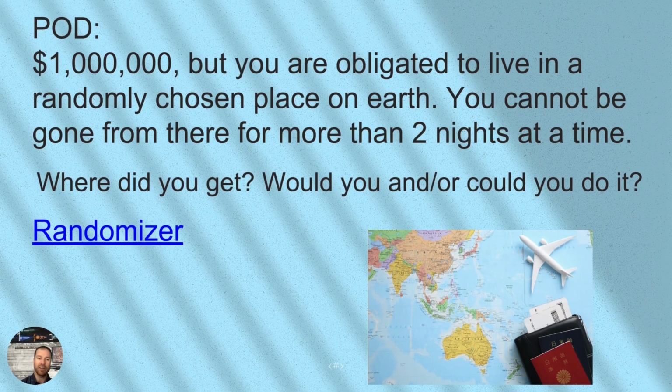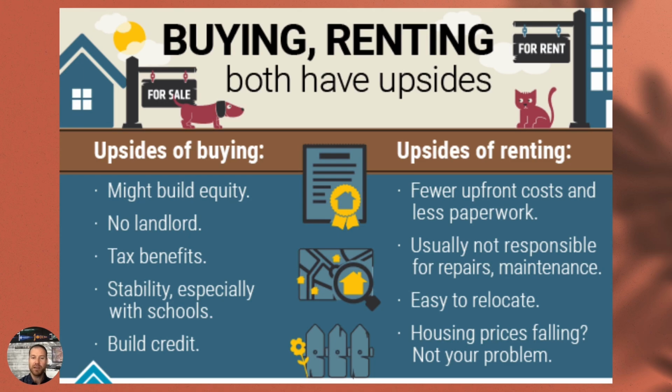We play a quick problem of the day with $1 million. You could get that $1 million, but you are obligated to live in a randomly chosen place on Earth. You cannot be gone from that place for more than 2 nights at a time. Where did you get? Would you and or could you do it? And once they click that link, it takes them to somewhere completely random on the planet. Kind of cool.